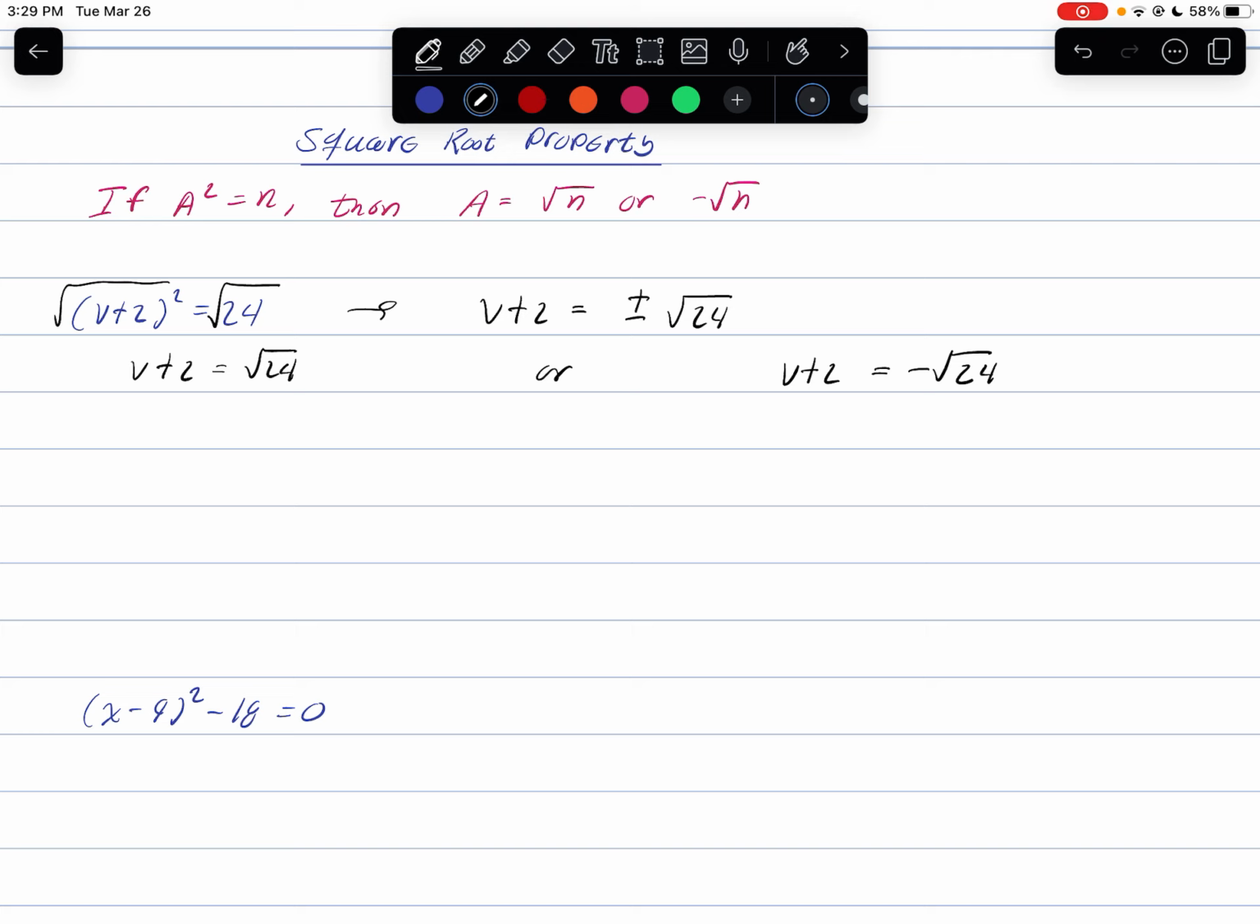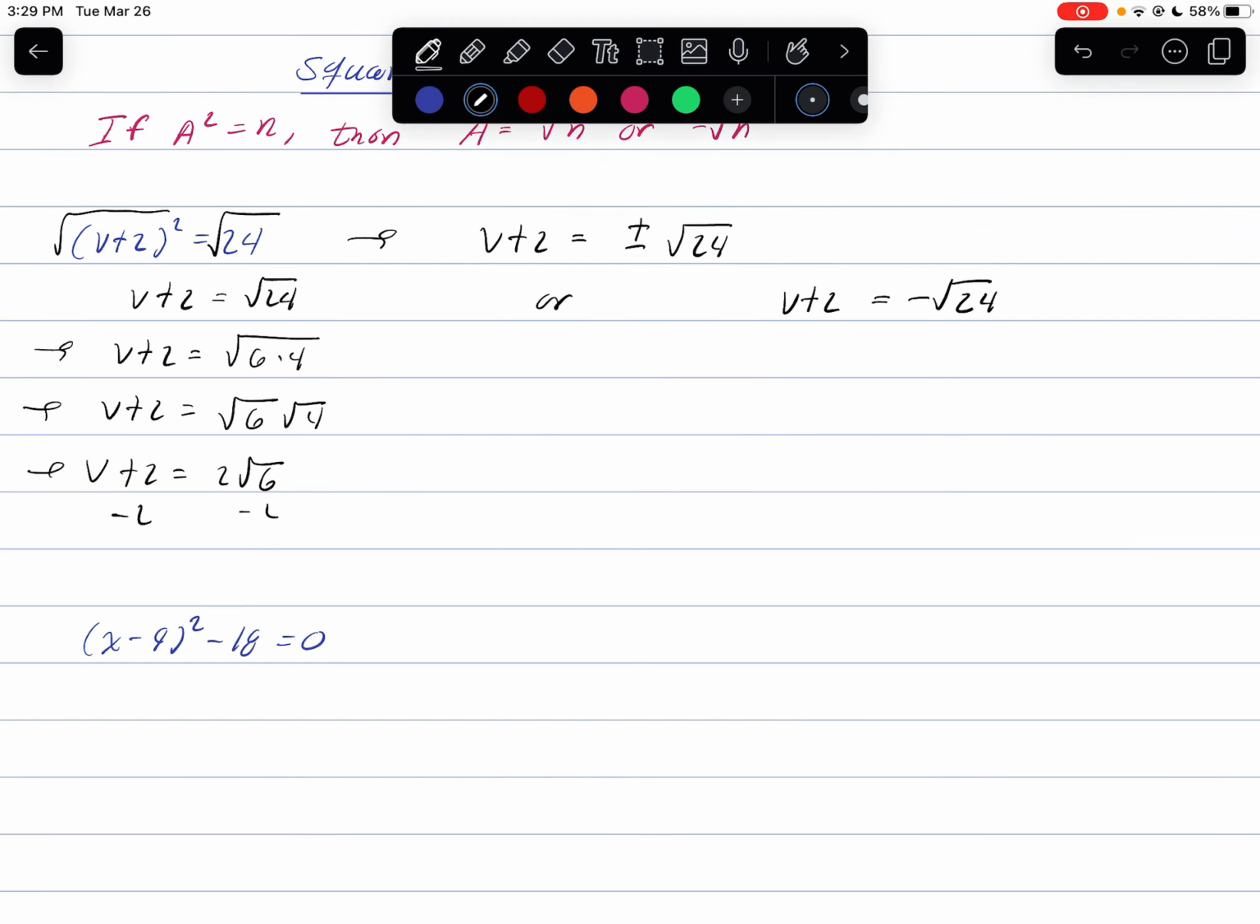So let's go ahead and start by simplifying this as much as we can. So we have v plus 2 equals the square root of, I'm guessing 6 times 4 seems reasonable. Okay, so that would give us v plus 2 equals the square root of 6 times the square root of 4. And then we have v plus 2 equals 2 times the square root of 6. Then we can take 2 away from both sides, and that's going to give us that v is equal to 2 times the square root of 6 minus 2. Okay, and that's about as simple as you're going to get your answer for at least this one. Let's try the other one.